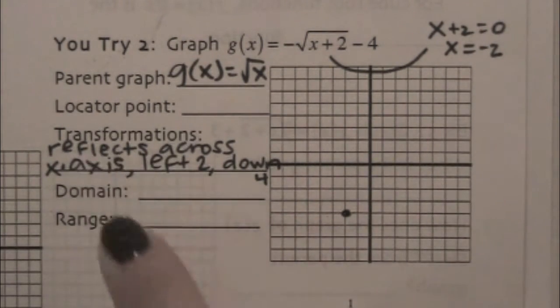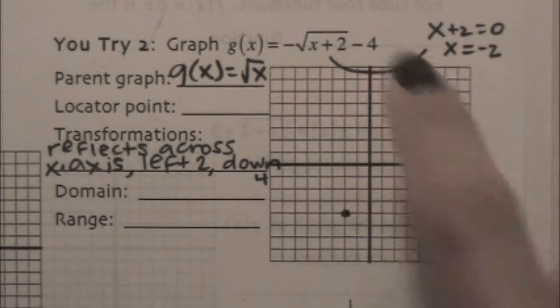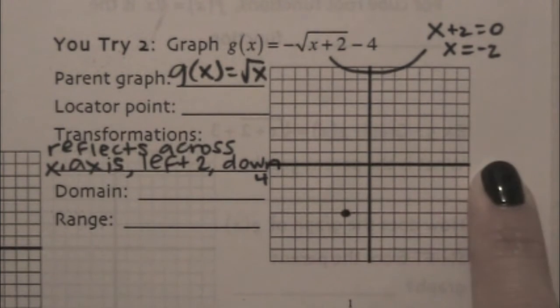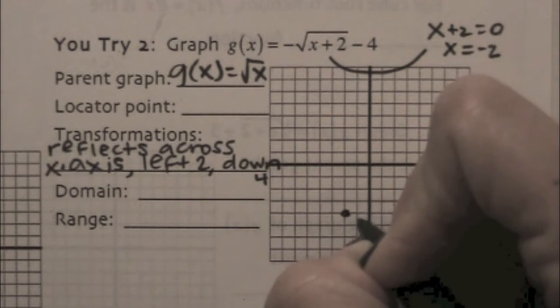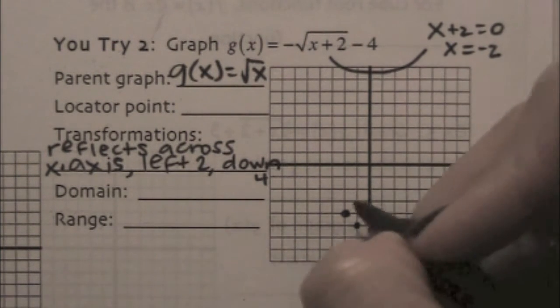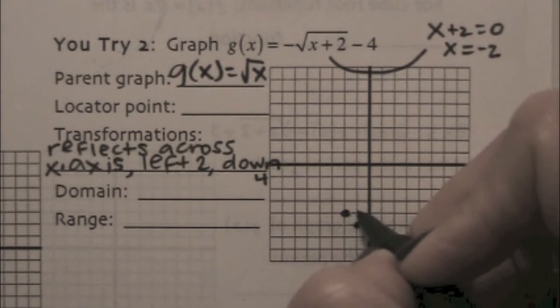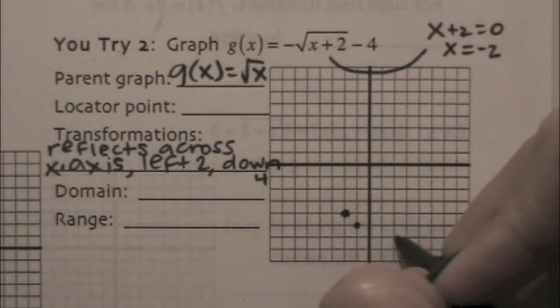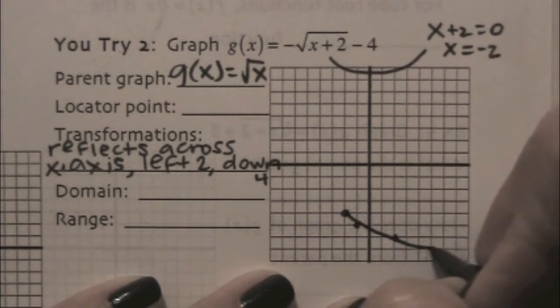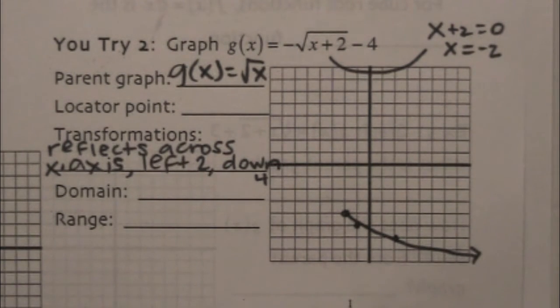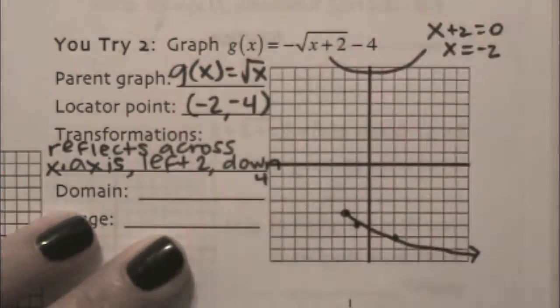Because of the reflection across the x-axis, the negative in front, instead of going up to the right, this graph is going to, again, reflect across the x-axis and come down. So it's going to still go over 1, but now it's going to go down 1. And then go back to the locator point. You're going to move over 4 and down 2. And so your graph now goes down, again still to the right, but it's just going down. So our locator point is negative 2, negative 4.